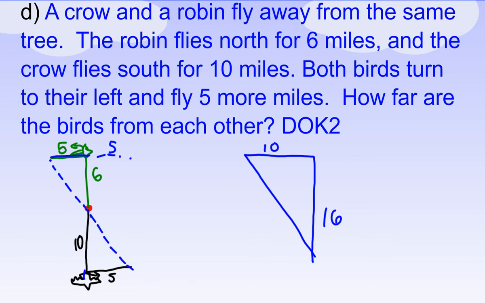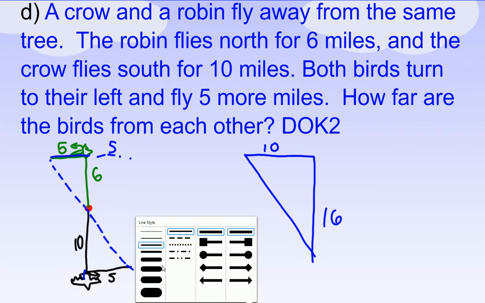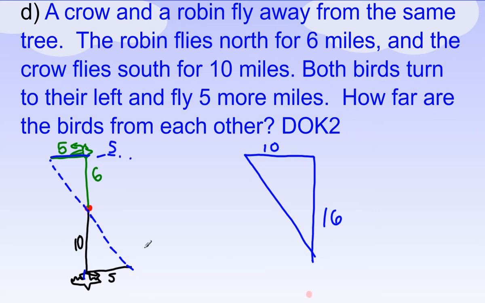I'm out of colors. We'll use pink. So if I take this and I go up 16 miles and over 10 miles, that gets me from where the crow is to where the robin is. That's a little bit easier to see. I went north 16 and this way 10. That right there is the trick to the whole problem: being able to draw a right triangle that represents the problem.